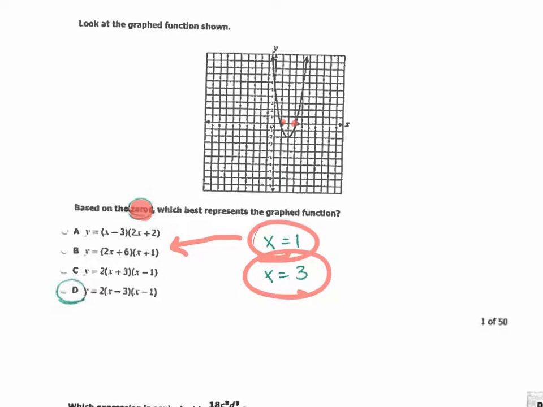So in order to get your answer out of parentheses, you remember always have to do the opposite. So to get x equals 1, this has to be x minus 1. And to get x equals 3, this has to be x minus 3. So which answer choice has x minus 1 and x minus 3? Well, D does, which is why I picked D.